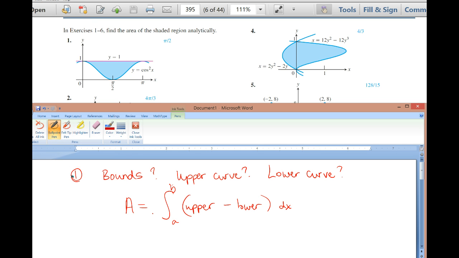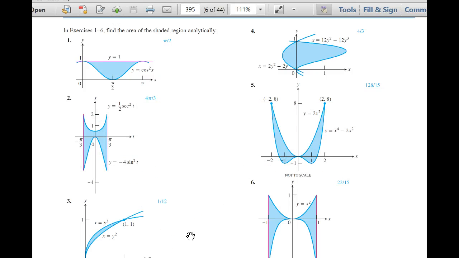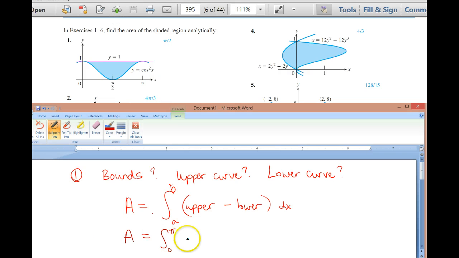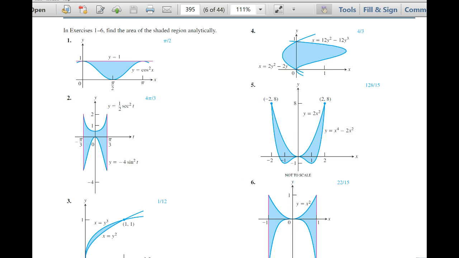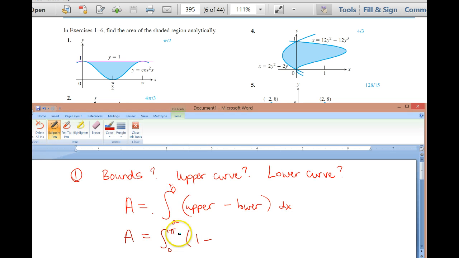Okay, so what are the bounds? Right, it goes from 0 to pi. Make sure your lower bound is always a smaller number. And then what is the upper curve? Just y equals 1, so it's going to be 1 minus, what's the lower curve? So squared it. Sorry.